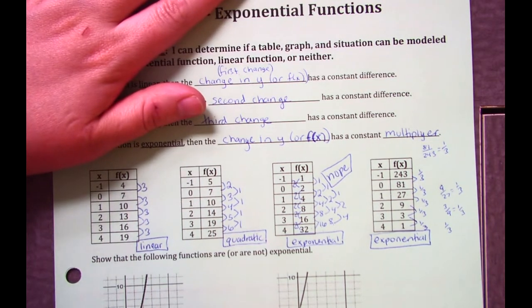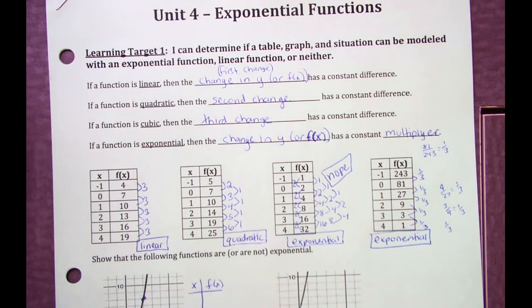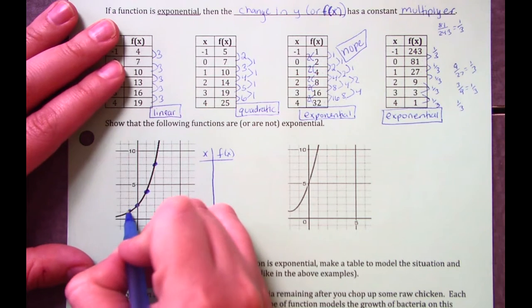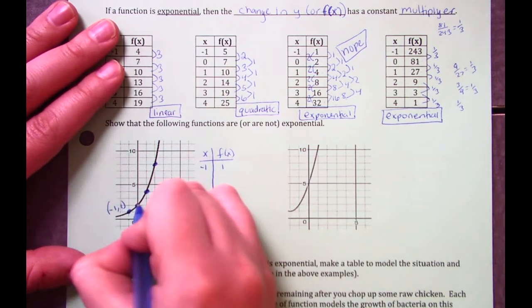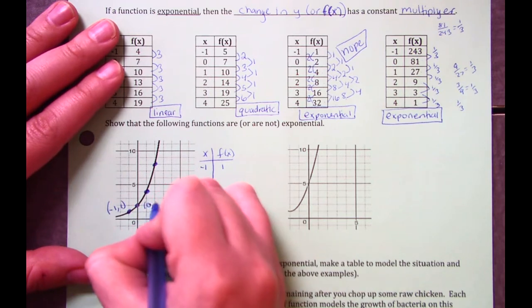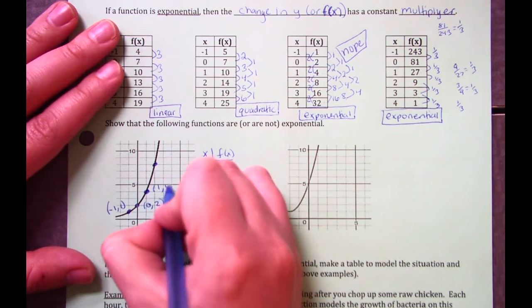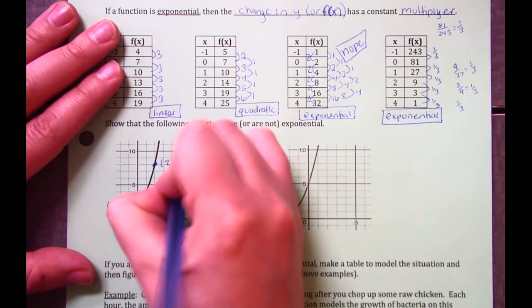What we're going to do is we're going to make a table based on these, using these points. So our f of x, here, -1, 1 is my first point. The next point is 0, 2. The next point is 1, 4. The next point is 2, 8.